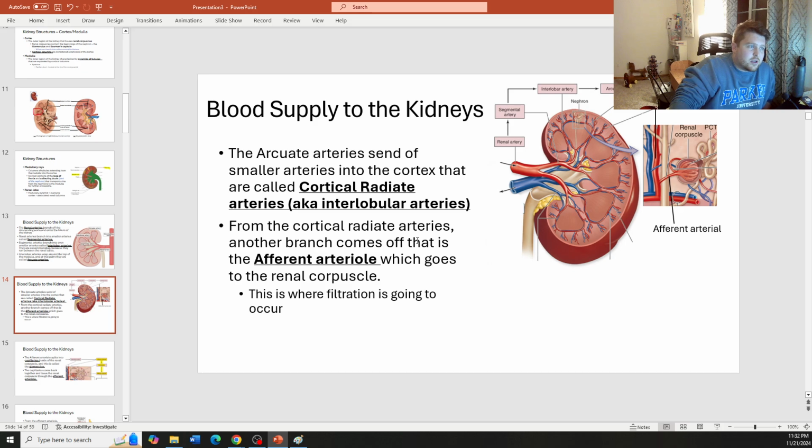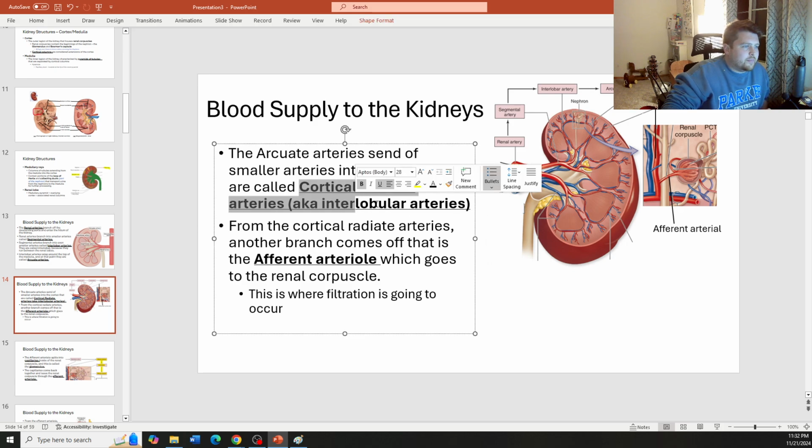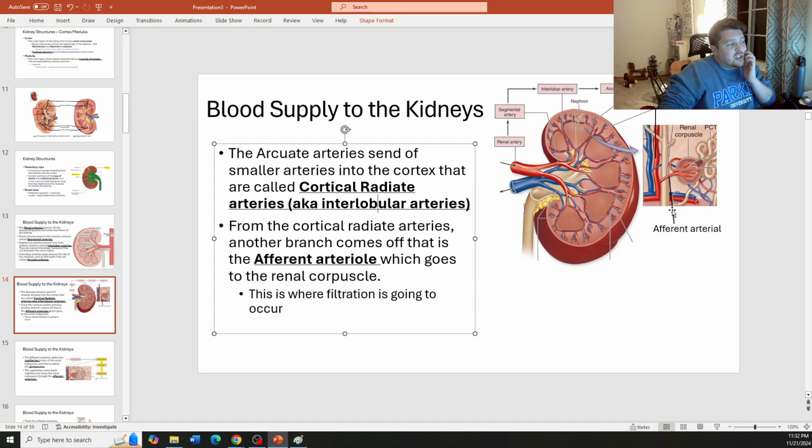We continue this whole process. All of these points, these are arteries. If we think back to our blood vessels, arteries get smaller and smaller until they eventually become arterioles. Same thing here. The interlobular artery branches, it splits off, and an arteriole that we call the afferent arteriole comes off of the interlobular artery, aka that cortical radiate artery, and that's going to go into the structure called the renal corpuscle, which is where filtration is going to happen.